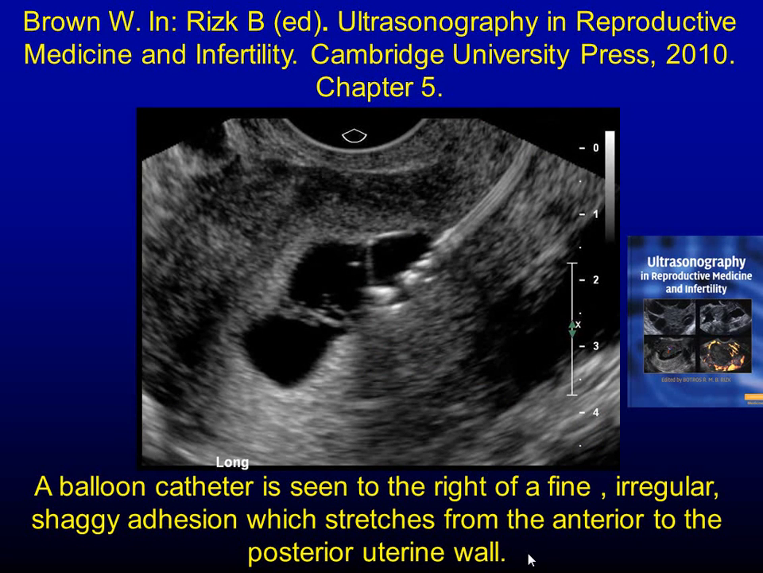Again, this is another case of Asherman. This is the sagittal view. Your catheter is down here. You inject the fluid. This is the front wall. This is the back wall. And you can see scar going from the anterior to the posterior wall of the uterus. So this is Asherman syndrome.